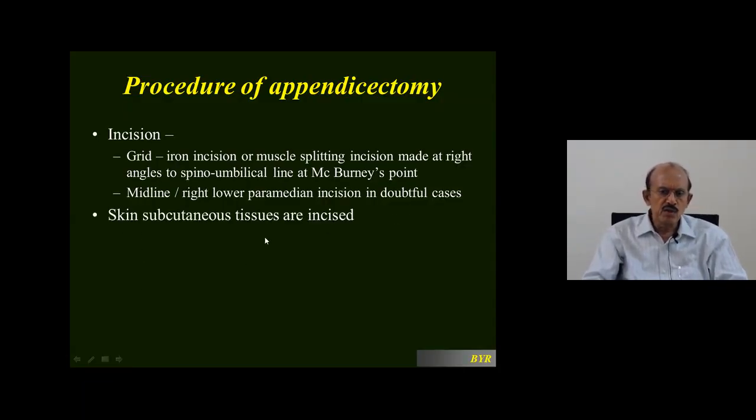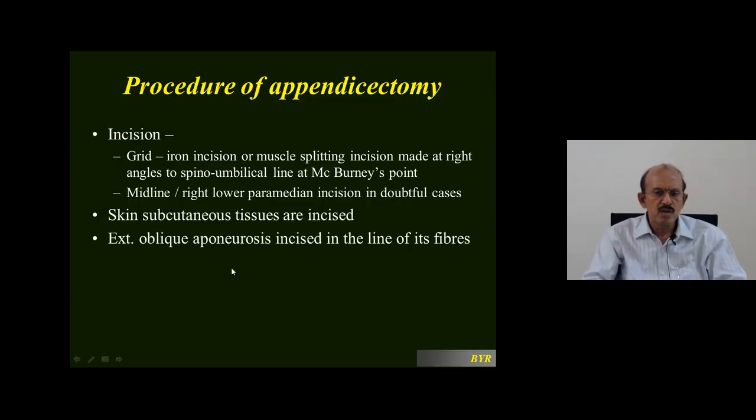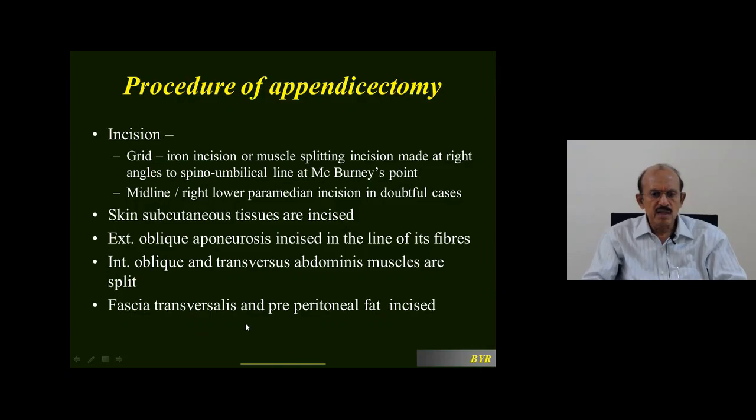Skin and subcutaneous tissues are incised. External oblique aponeurosis is incised in the line of fibers. Internal oblique and transabdominis muscles are split. Fascia transversalis and preperitoneal fat are incised.